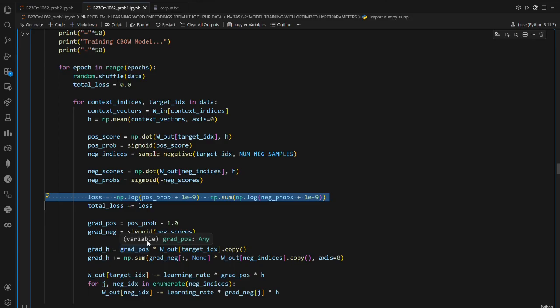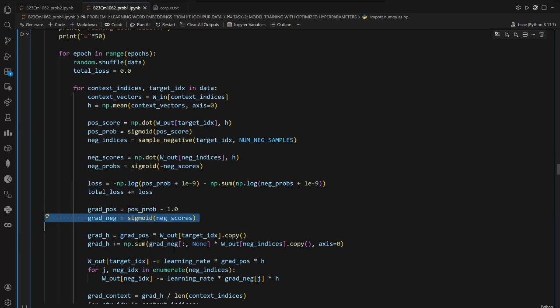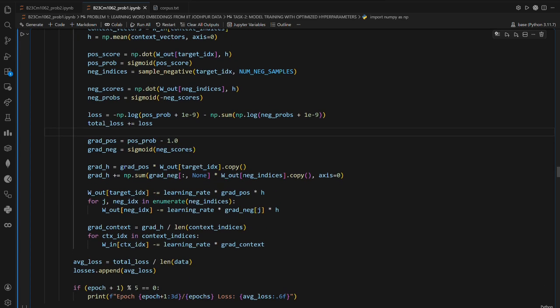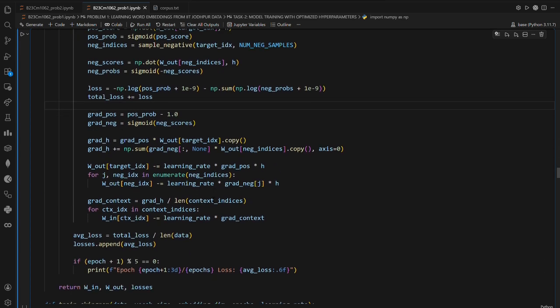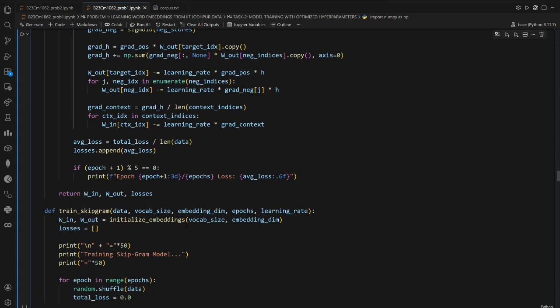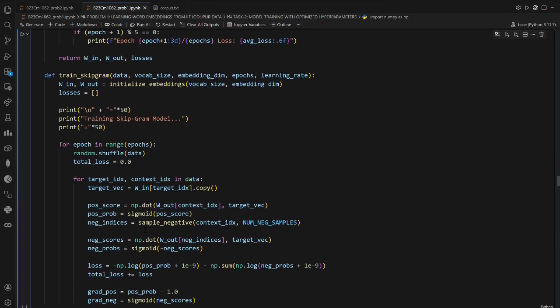After this, we do the backpropagation. These gradients measure how wrong the predictions are. So here this is the backpropagation. After this, we do the weight updates using gradient descent to improve predictions, as we know how to train a neural network. After this, we print the epoch and the loss, and this is the skipgram training loop.